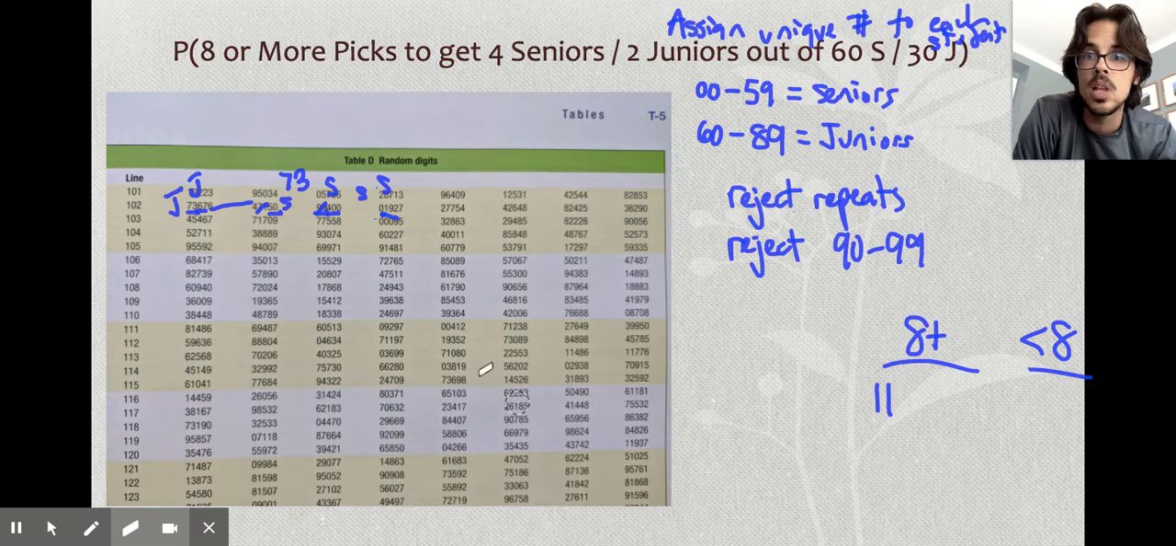Your quiz will have a problem something like this, where you set up a simulation and carry out a small number of trials. So that is how you conduct a simulation.